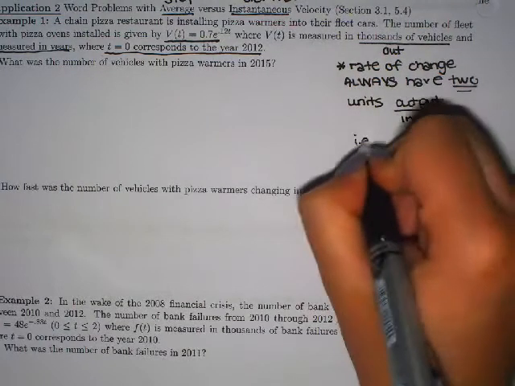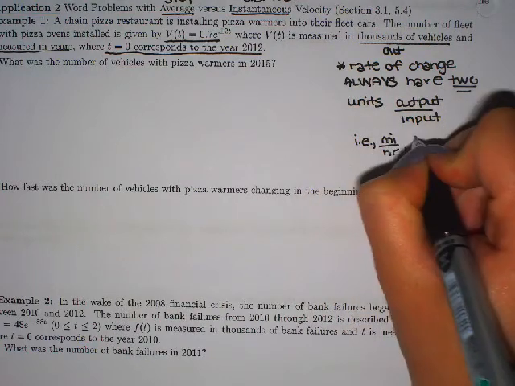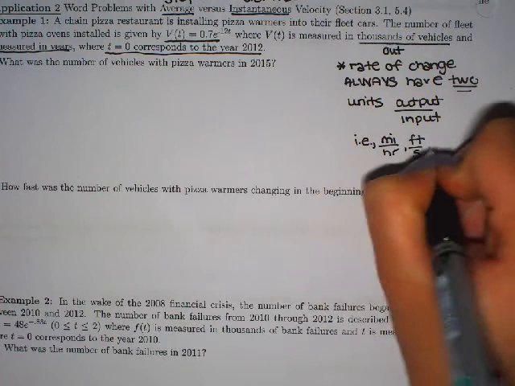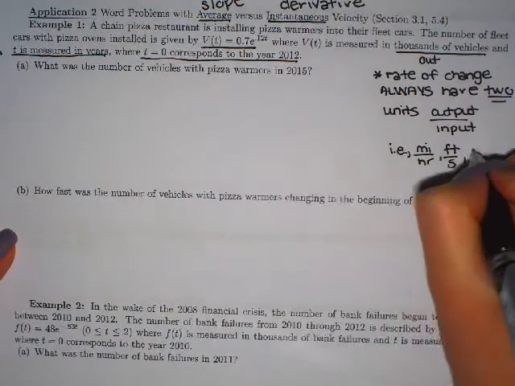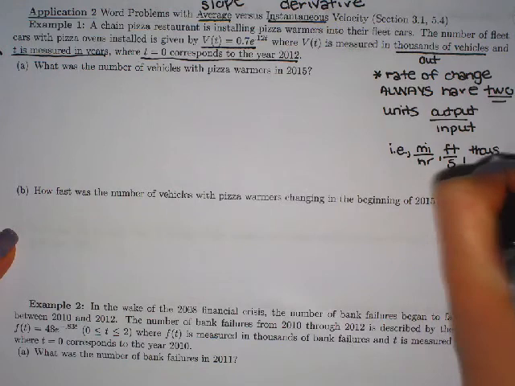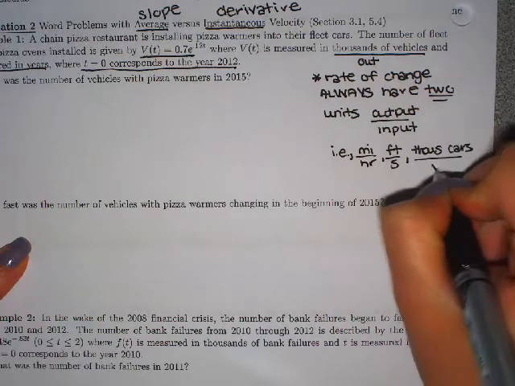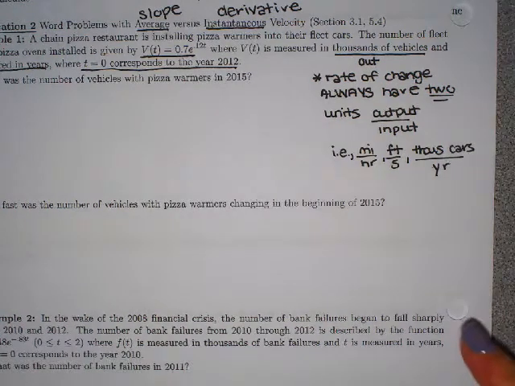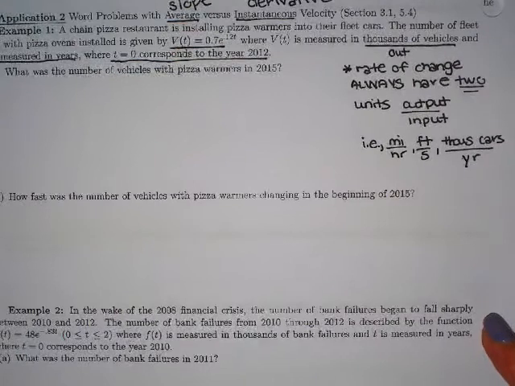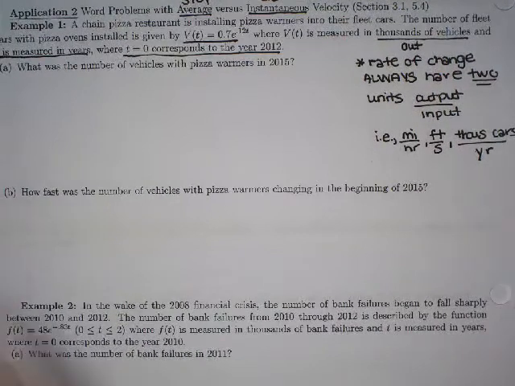So some examples of this could be miles per hour. It could be feet per second. But for this problem, my output is thousands of vehicles. It's 1,000 cars per my input is years. 1,000 vehicles, or just shorten it, say cars, and that's per year. So output over input anytime you find a rate of change. So just be aware of that.